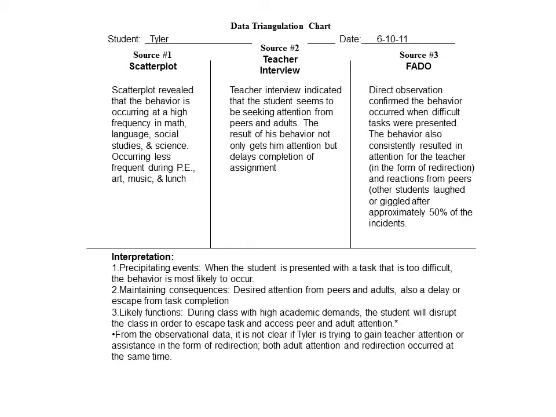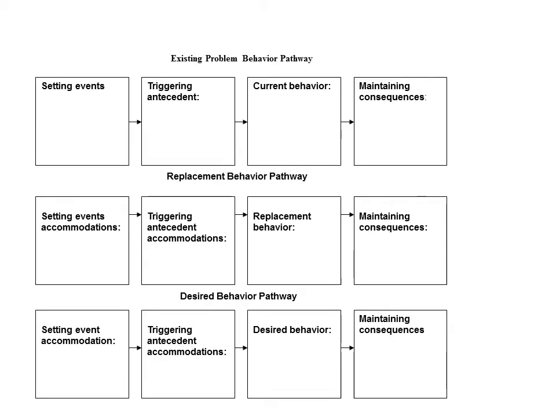So again, triangulation is putting your sources of information side by side, determining if they all point in the same direction. In this case, they do. That gives you a lot more confidence that your identified function is going to be correct. Once we have a hypothesis, we move on to planning our intervention. The tool for that is the competing behavior pathway. The first thing we do is we look at our existing hypothesis, and that would be the top, and we indicate the antecedents, the behavior, and what we believe the maintaining consequences to be.